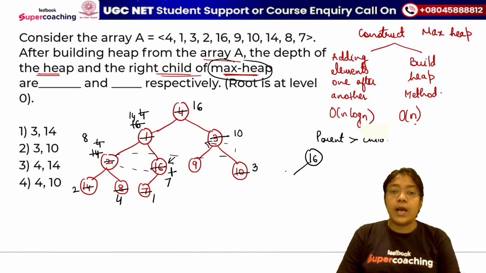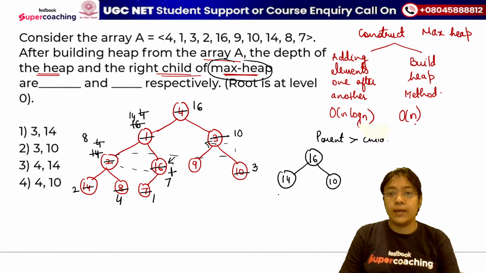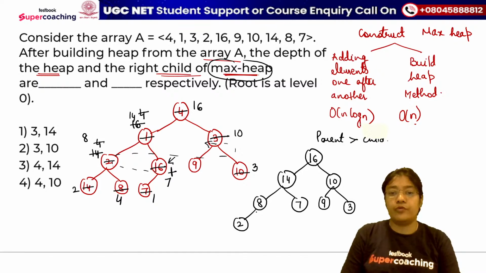Already we have got the answer, but clearly I am drawing the tree. So here we get 10, 8. To the right side we have 8. To the left side we have 7, 9, 3, 2, 4 and 1. So in the first blank, what do you have to tell?